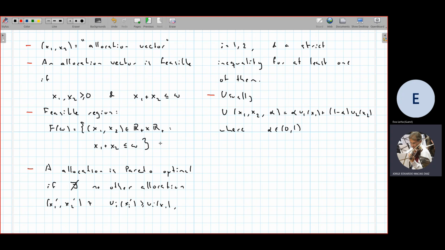But in general, the problem is the following. We would like to maximize the utility function, which may depend on this additional parameter also, and x1 comma x2 must be in the feasible region.